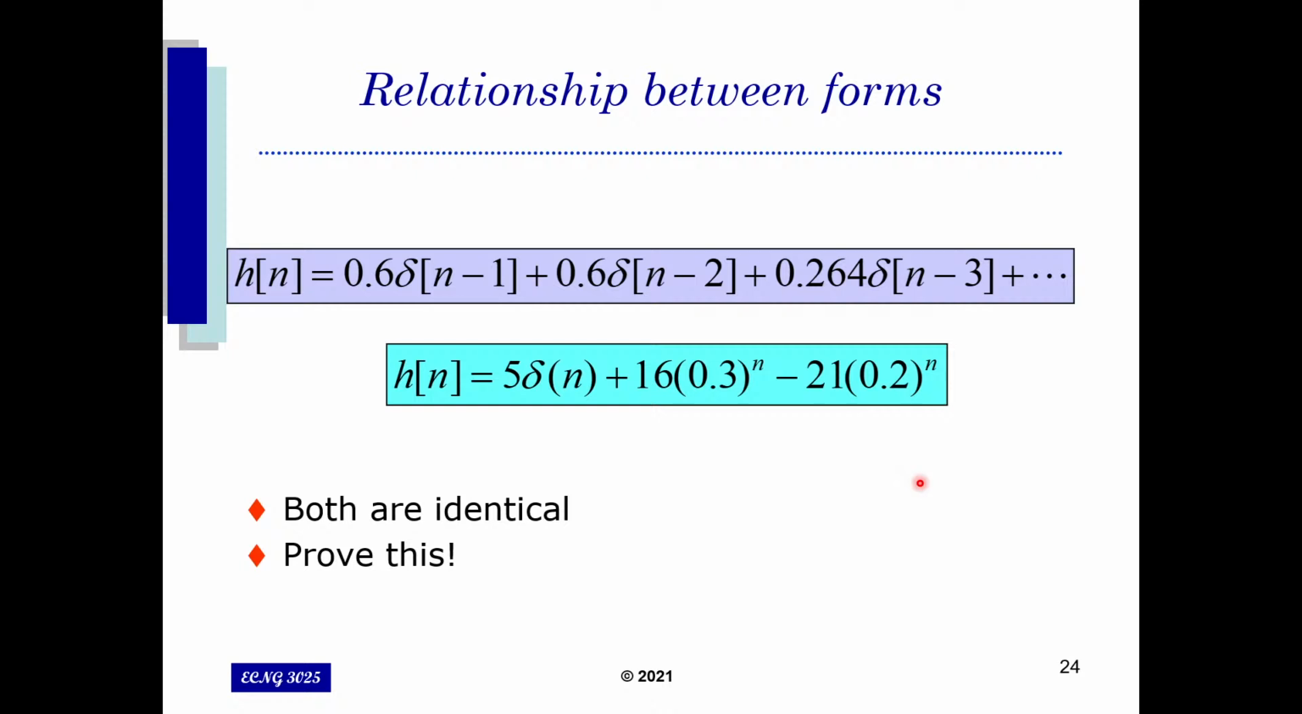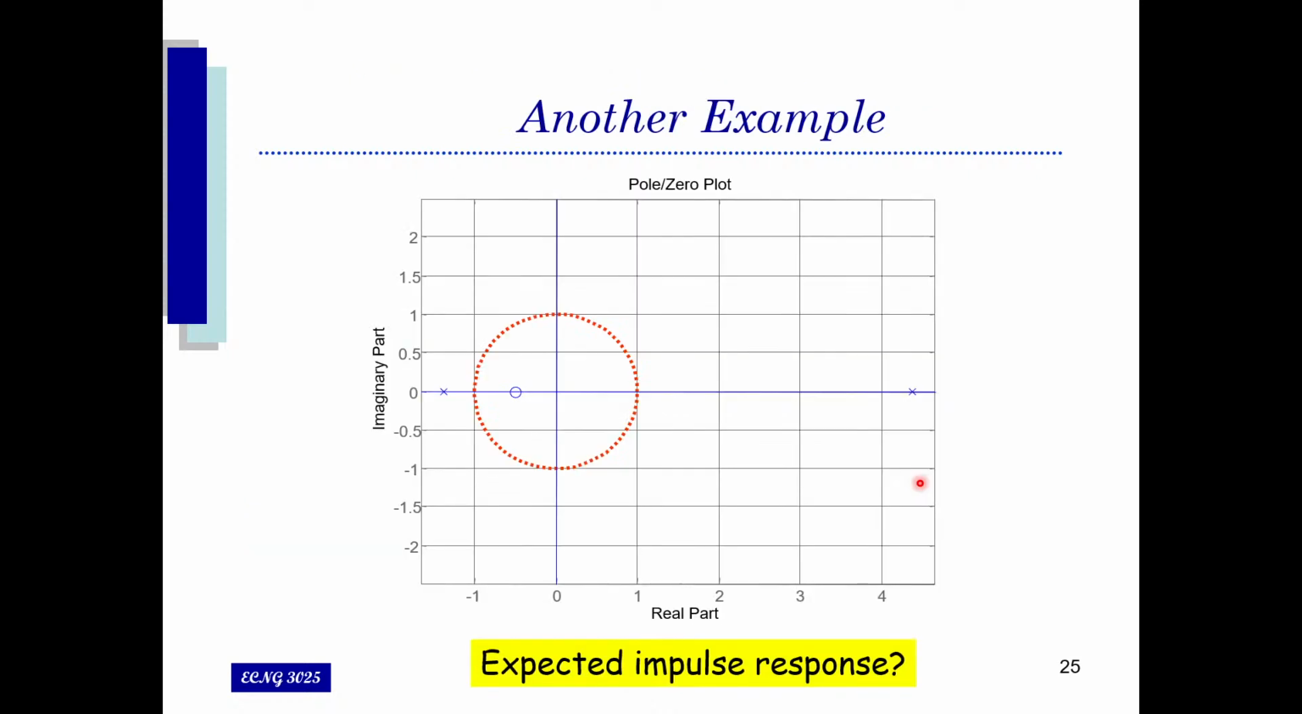Oh, wait, oops, sorry. This is a different example. My mistake. So for this particular example, we can see here that the poles are outside the unit circle. Once the poles do lie outside of the unit circle, we typically have what we refer to as an unstable system.